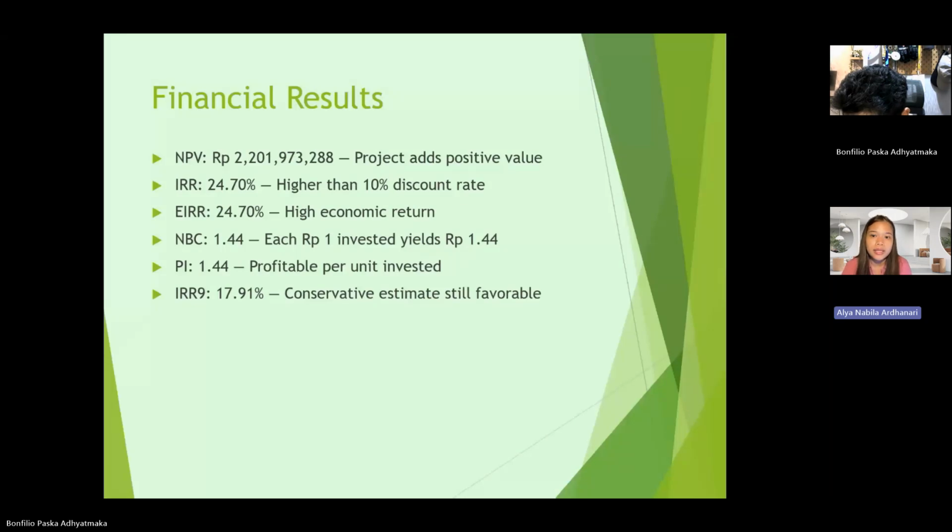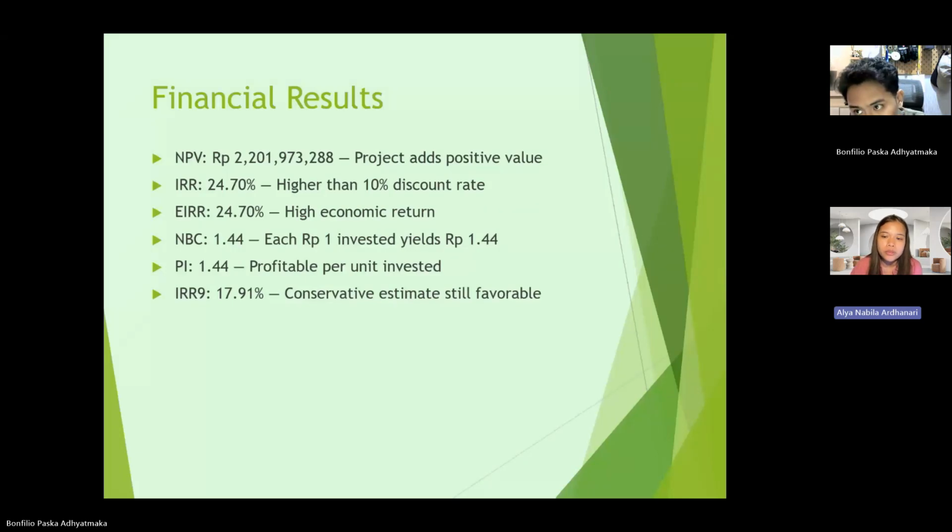Next, the IRR is the rate that makes the NPV exactly zero. We use Excel or financial software and plug in the cash flows from year 0 until year 5. The resulting IRR is 24.70%, which is significantly higher than the 10% discount rate and a strong indicator of high return on investment. Next is the EIRR, or Economic Internal Rate of Return. It's also 24.70% in this case, since we assume that the economic benefits match the financial ones.